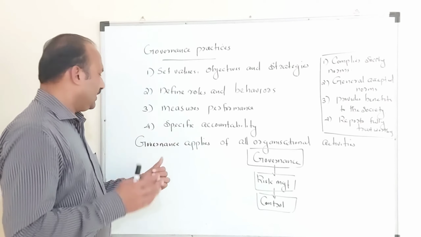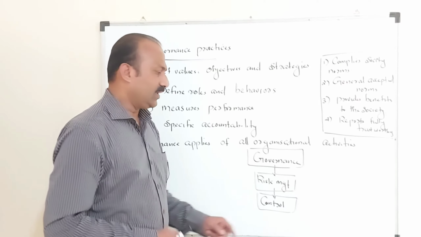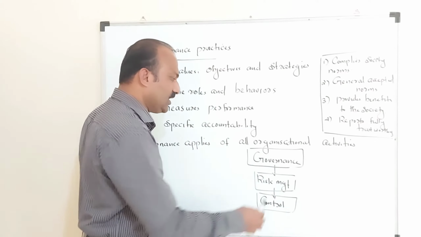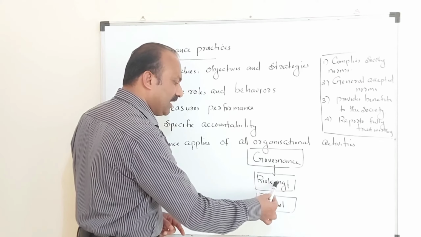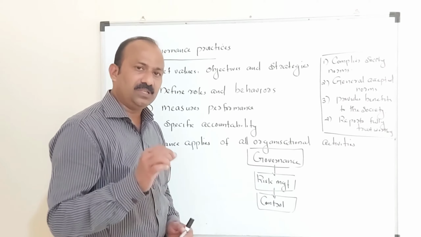So all the governance include risk and control. Therefore, governance activities we can classify into three categories: governance, risk management and control. These are the three key points to be noted.